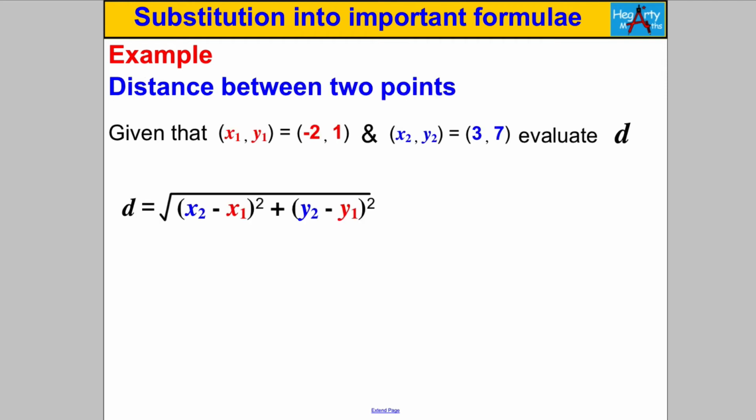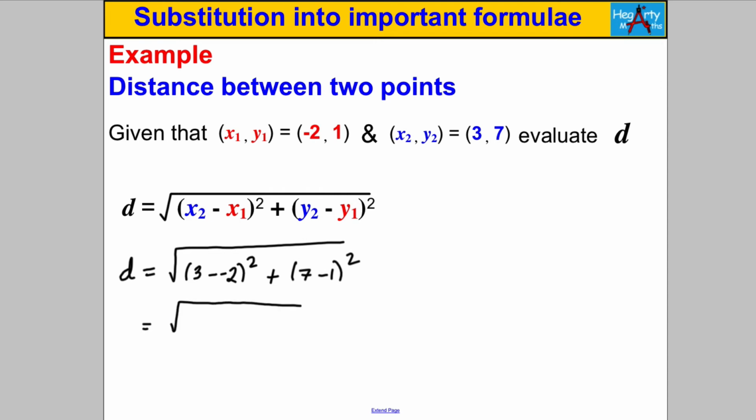Next one, see if you can substitute these pairs of coordinates into the distance between 2 points formula. So here the distance d is given by the square root of the difference in the x value squared, so x2 subtract x1, that's going to be 3 subtract negative 2, all squared, add y2 subtract y1, so 7 subtract 1 all squared. Okay, so let's see if we can work that out.